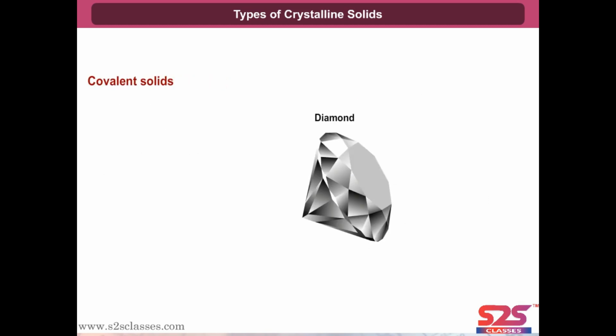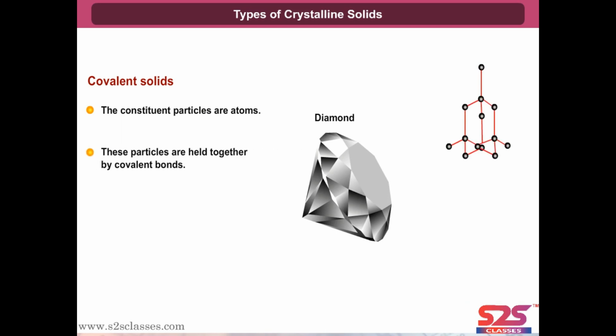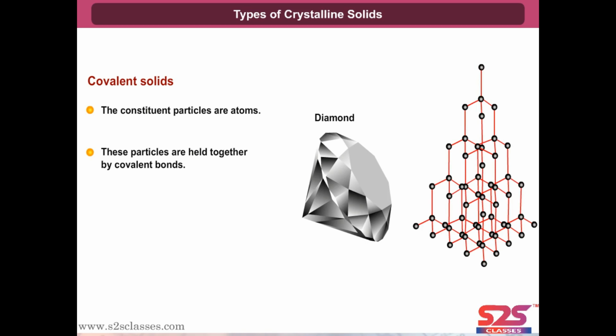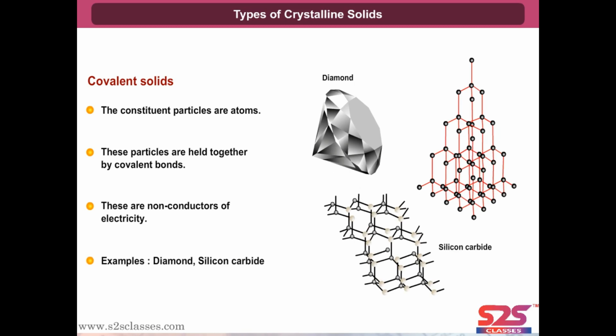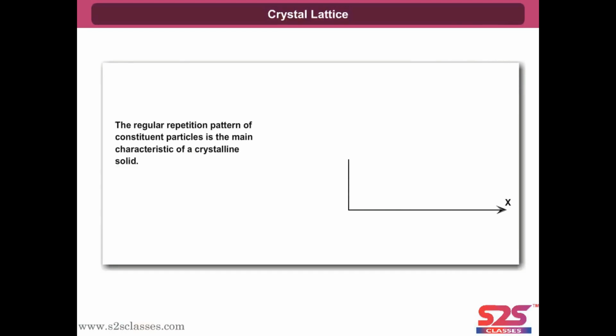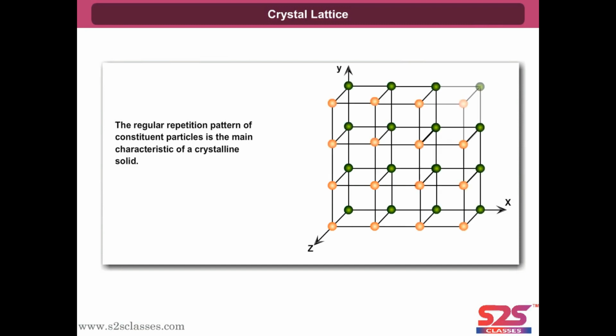Covalent solids. The constituent particles are atoms. These particles are held together by covalent bonds. These are non-conductors of electricity. Examples: diamond, silicon carbide. The regular repetition pattern of constituent particles is the main characteristic of a crystalline solid. This pattern is also known as crystal lattice. Let us know the characteristics of crystal lattice.